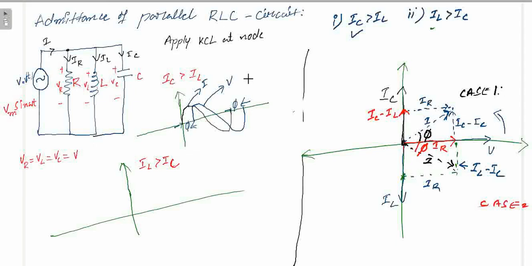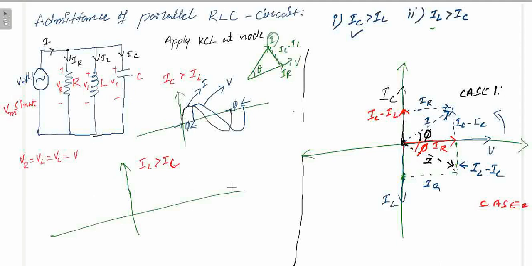This is your IR, and this is your I, and this is your IC minus IL. This is an angle of theta. So this IR is nothing but in the phase of your V. So this I is making an angle of theta with V.